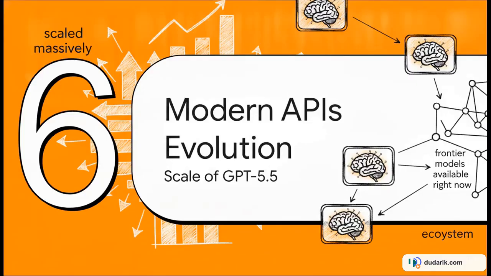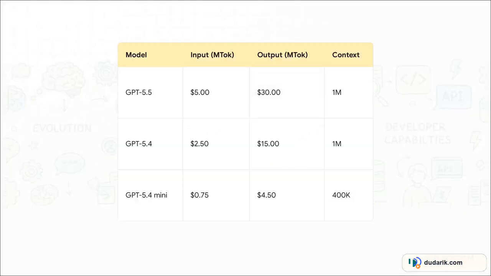Section 6. Evolution to modern APIs. Fast forward from that 2022 historical foundation to right now, and the developer ecosystem has scaled massively. Today's flagship model for complex reasoning and coding is GPT 5.5, and it can handle a staggering 1 million token context window. To put that into perspective, 1 million tokens means you can drop multiple dense textbooks, hours of video transcripts, or your entire software codebase into a single prompt, and it analyzes the whole shebang at once.